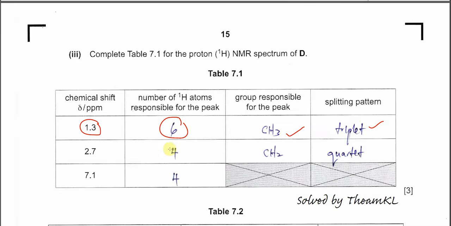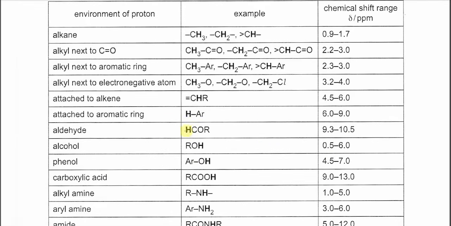For the second signal, it is the 2 CH2 groups, total 4 protons. The group responsible is CH2, so CH2 times 2 gives 4 protons here. The splitting is a quartet, as I told you just now. The number of protons for the signal around 7 must be for the benzene, a total of 4. You can check the table if you want.